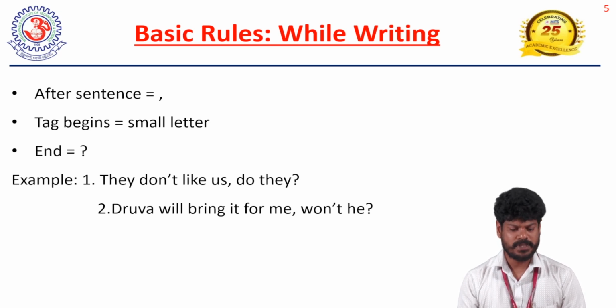Look at the example. They don't like us, do they? After the sentence, we see a comma, and after the comma, the word do. The letter D is a small letter, and there is a question mark at the end of the line after they. Similarly, second sentence. Dhruva will bring it for me, won't he?